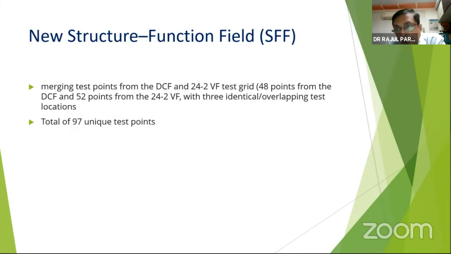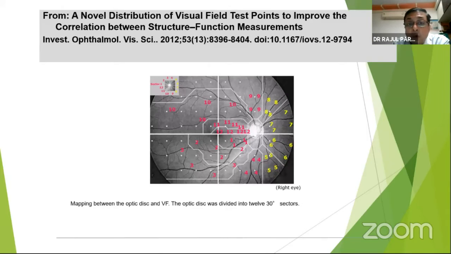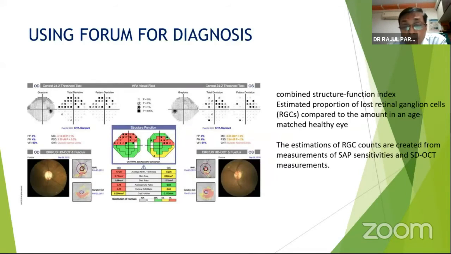The second, which is not available in day-to-day clinical practice, is the structure-function test, SFF. What they had done is take another grid of 48 points. They named it DCF, and they incorporated it with the 52 points we have in the 24-2, and combined them to make 97 unique test points. Each zone had 12 points. In the central area they have taken quite a few points, and the data they showed is that the SFF test had a much better correlation with the structure. So this is one way.